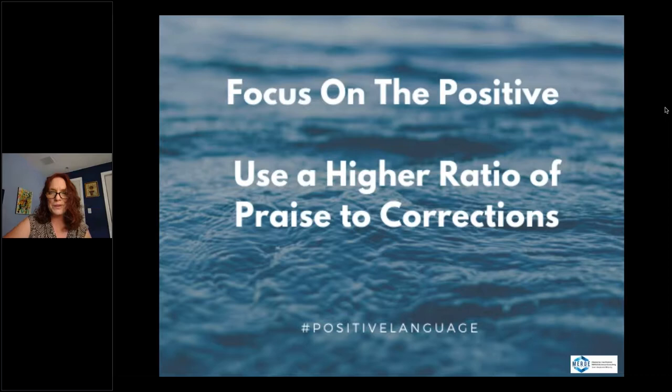Here's a little bit of homework for you. As you go through the rest of the day, I want us to think about focusing on the positive. Use a higher ratio of praise to correction. Think about how often we are correcting somebody as opposed to praising them when they are doing something correctly. If it's your child, we're constantly saying, you didn't do that, stop doing this. Instead, when we see something being done well, like, oh, thanks for putting your shoes away, you're pointing out that good, expected behavior or task. All right, so that's your homework. Let's see how you do for the rest of the day.